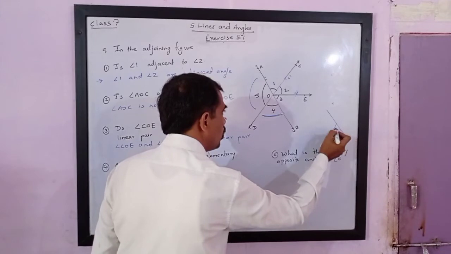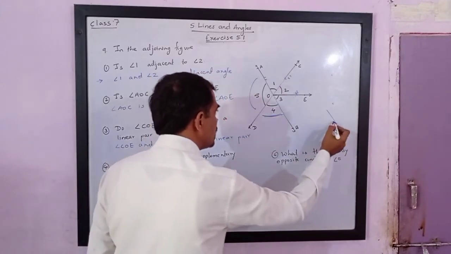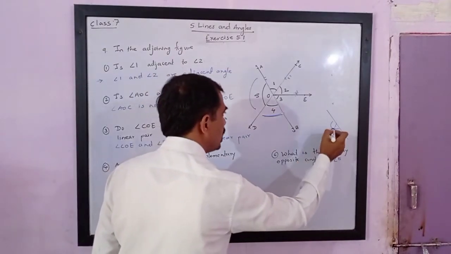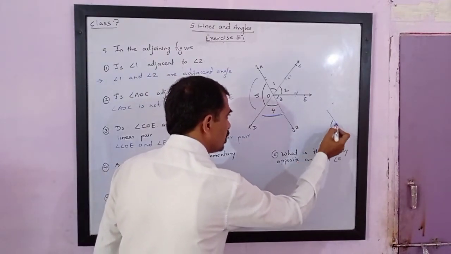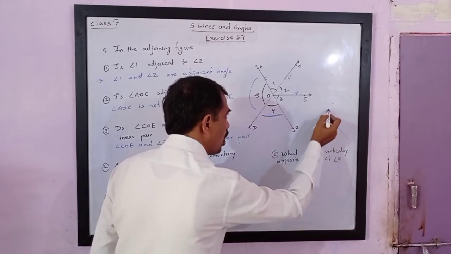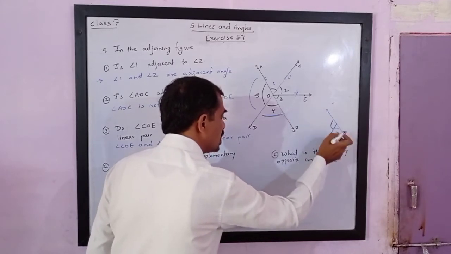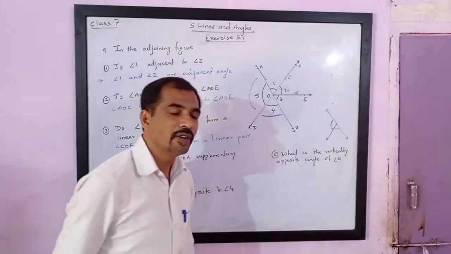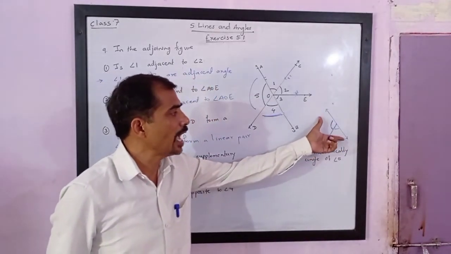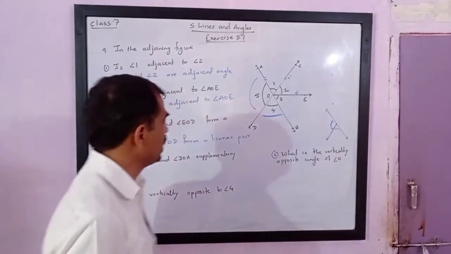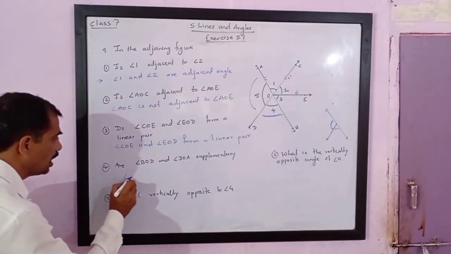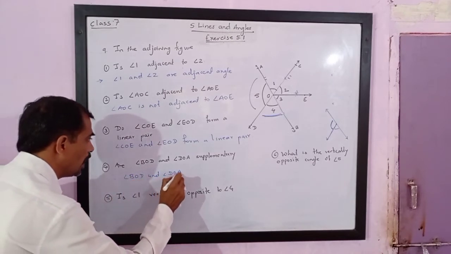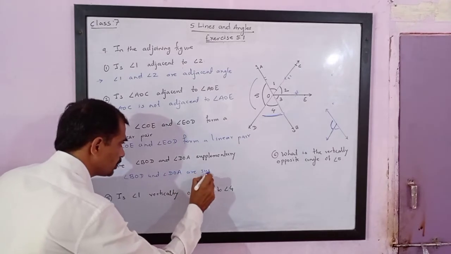This is angle BOD and AOD is this angle. BOD and DOA. Please note, this is a common arm and the uncommon arms form opposite rays. So if they form opposite rays, it means they form a linear pair, and we know that angles in a linear pair are always supplementary. So we can say that angle BOD and angle DOA are supplementary.